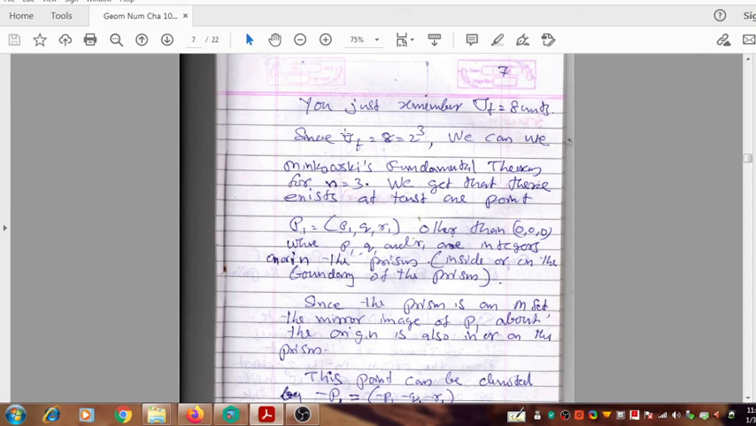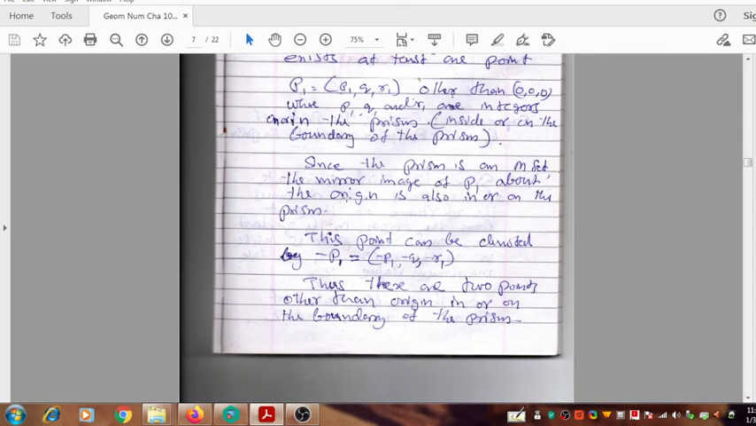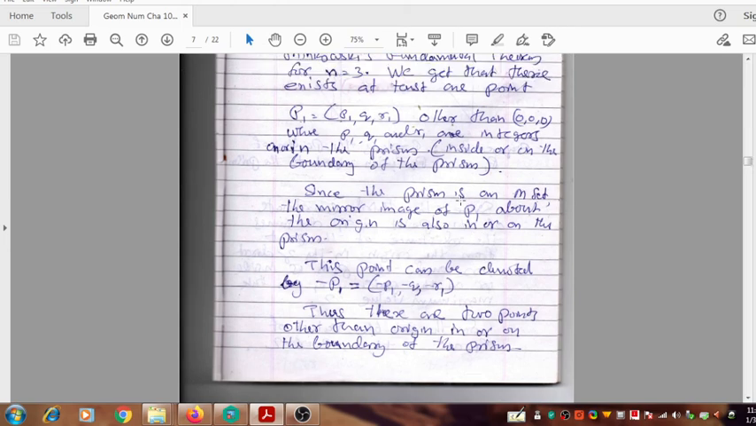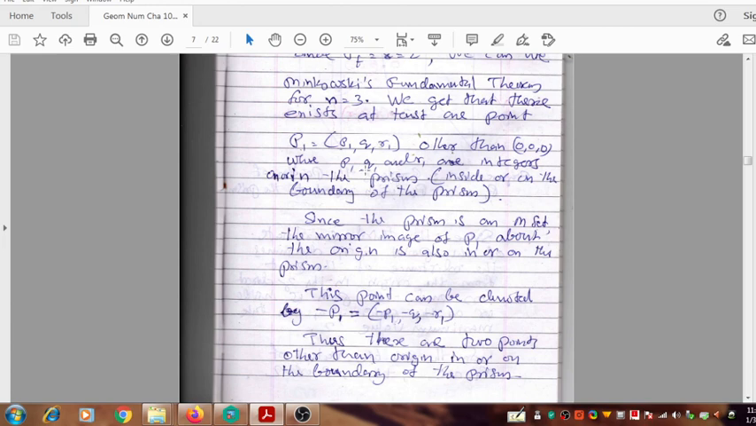Since the prism is an M set, the mirror image of P1 about the origin is also inside or on the prism. On the prism means on the boundary of the prism. So the first point we got is that there exists one non-zero point, or one lattice point other than the origin, inside or on the boundary of the prism.